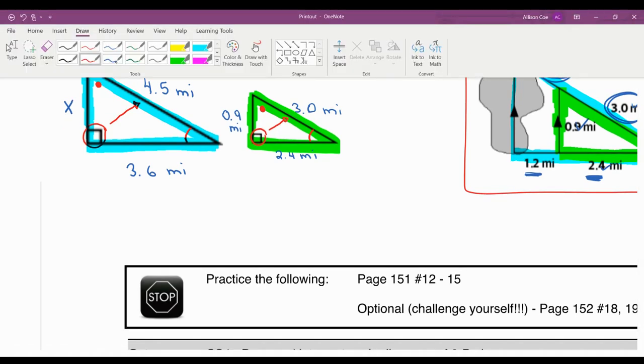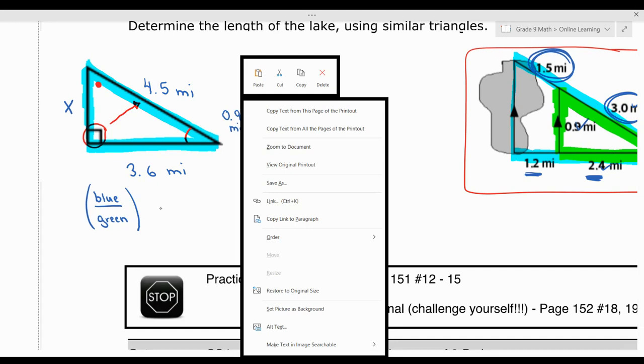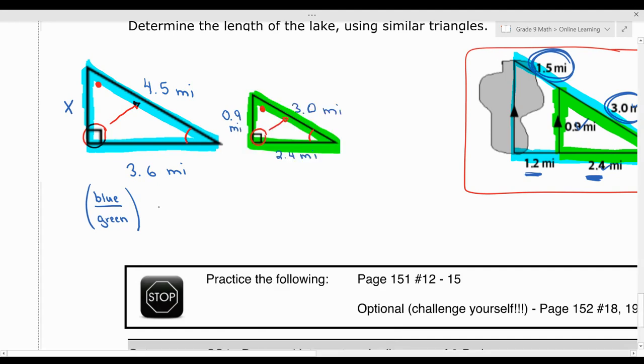So this time since I have colors, I'm going to look at the blue triangle and compare it to the green. The reason I do this is just to remind myself what numbers have to go on top and which are on the bottom. Now I'm trying to solve for a missing side. So once I do a few of these, I'll realize that I'm going to be setting up a proportion statement. X is what I'm trying to solve for, so by default, I always try and put that in the top left-hand corner. It just makes it a bit easier to solve.